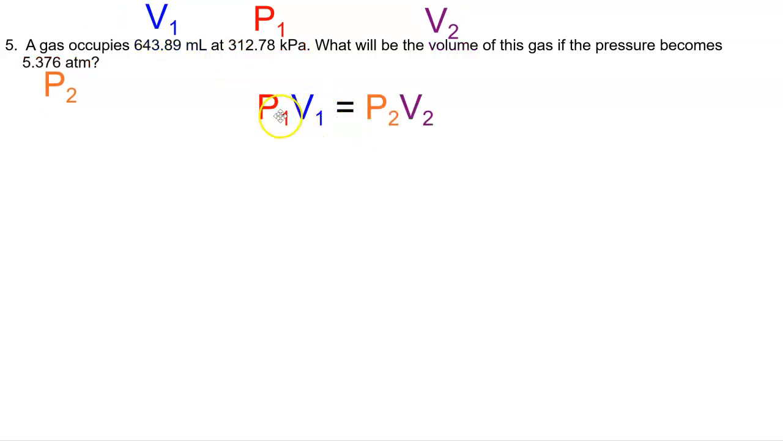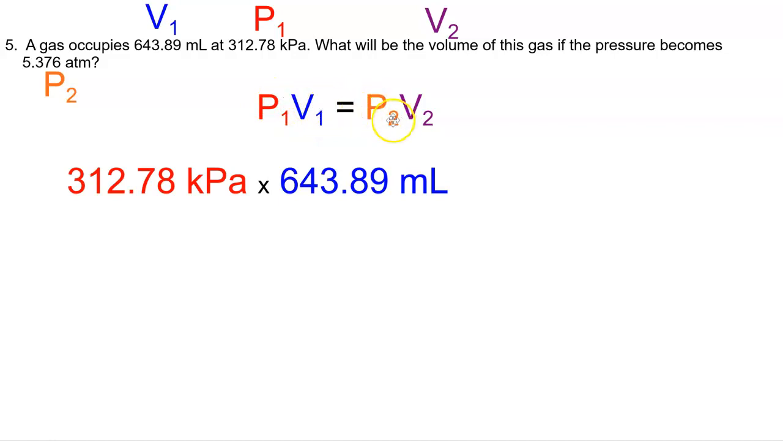So then we have our generic formula, P1V1 equals P2V2. We're going to plug numbers in from up above. I plug my pressure in where pressure goes. And remember, these are side by side, equal side by side. So we're multiplying on this side, multiplying on that side. So we're going to take our pressure and volume of 312.78 kPa times 643.89 milliliters. Got that from the word problem up here. And then I'm going to set that equal to the other pressure, 5.376 atm times V2. So V2 is what we're looking for. Here is our formula. And now we're going to talk about the math.